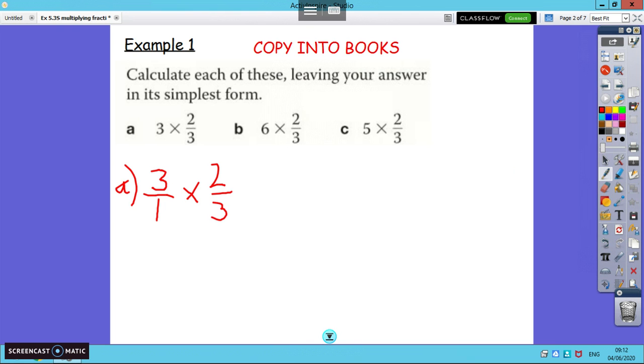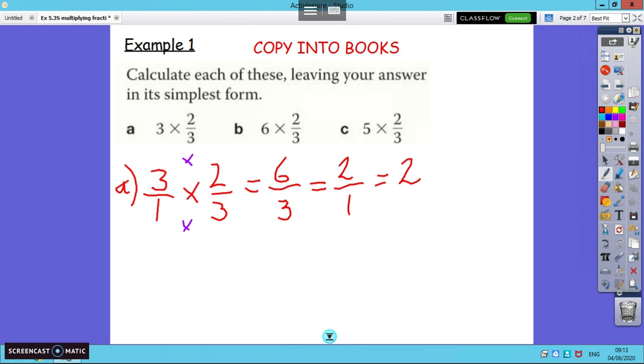Okay, now how we multiply fractions is we multiply the two numbers at the top together and then the two numbers at the bottom together. So 3 times 2, that's 6. And 1 times 3, that's 3. So I get 6 over 3, which I can simplify if I divide both of them by 3 to 2 over 1, which is just 2. So I multiplied the two numbers at the top together and the two numbers at the bottom together, and then I simplified my fraction afterwards.